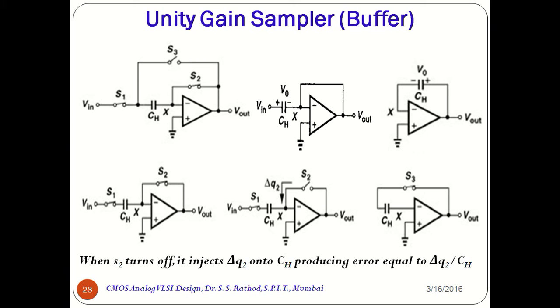which freezes the instantaneous input level across CH and yields a charge equal to V0CH on the left plate of CH. After settling with the feedback, node X is again a virtual ground, forcing CH to still carry V0CH, and hence the output voltage to be approximately equal to V0.